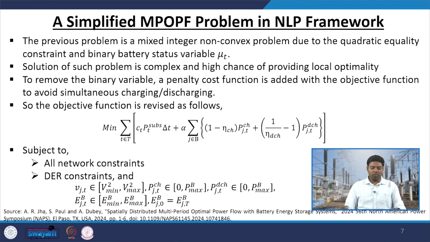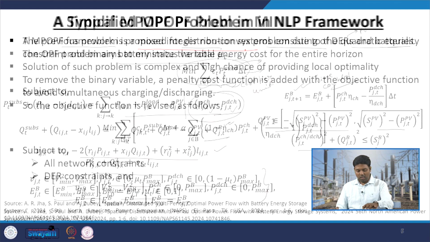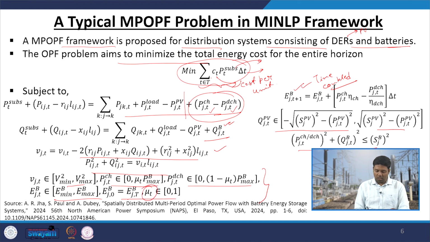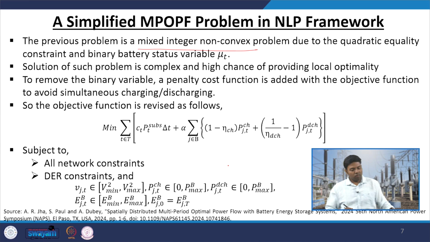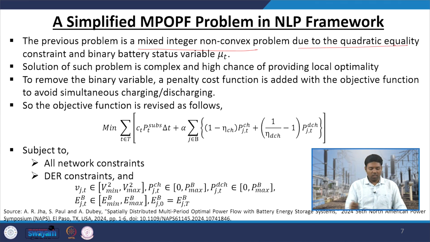With this, the previous problem is a mixed integer non-convex problem, right? You have your integer variables, these are your integer variables, and this is your non-convexity. So, this is a mixed integer non-convex problem due to the quadratic equality constraint and the binary status of the battery variable. Now, the solution to such a problem is complex and has a high chance of providing only local optimality.